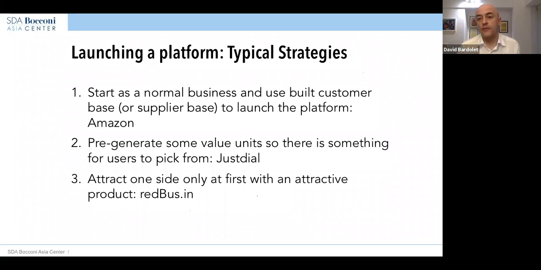Another way platforms create that initial stage is what Redbus did. Redbus first focused on building a scheduling software for the bus system. So it was just a company that sold a service to one side, the bus side. Once you have all those bus companies using your software, then you open up the other side. Then you offer the customers the possibility to check online schedules and buy tickets maybe online, and now you have a platform.